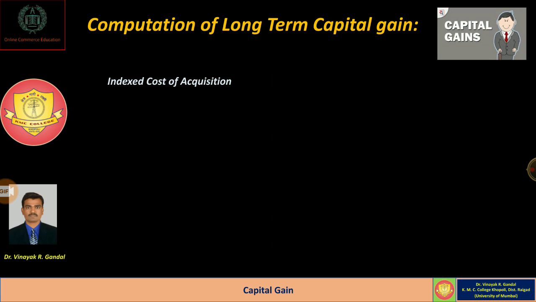It means we have to consider the cost inflation index for the calculation of indexed cost of acquisition, and the cost inflation index is available from 1st April 2001. Earlier it was 1st April 1981. Okay. So dear students, keep it in your mind.